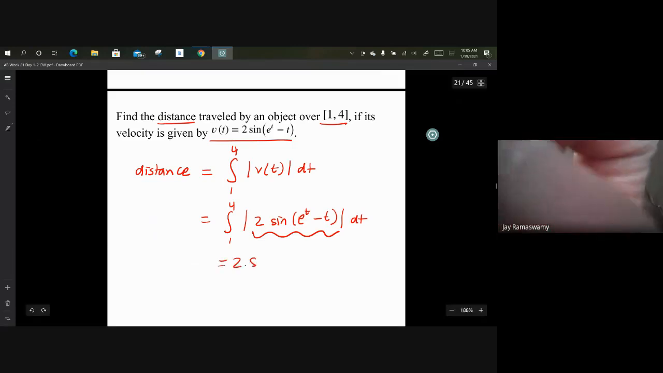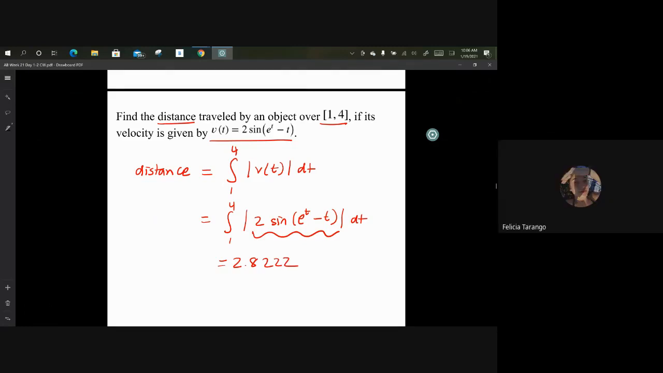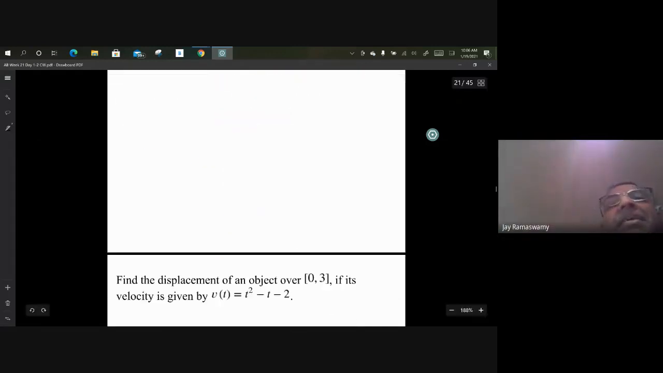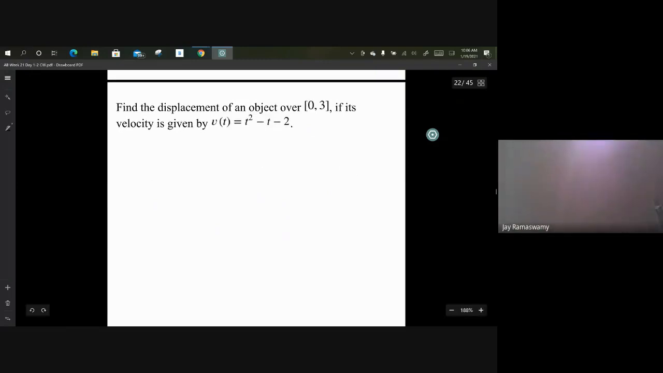And that was 3.8222. Was that the answer? Okay, and that was it. I was showing you how to type that into Desmos. Put absolute value and the function, and Desmos will take care of it. If you had a calculator, your calculator will handle it. Okay. Right on page 22.